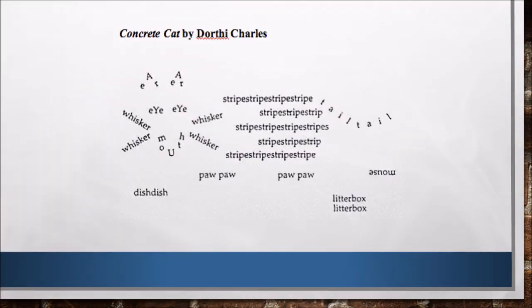I love this poem about a cat. It's called Concrete Cat. And you can see that the parts of the poem are just describing the cat. Ear, ear, eye, whisker, whisker, mouth, whisker, whisker. So that's an easy way to write a poem. You don't have to do sentences. You can just write the parts of the thing that you're describing in the place where they go.